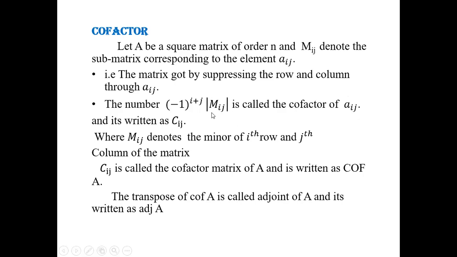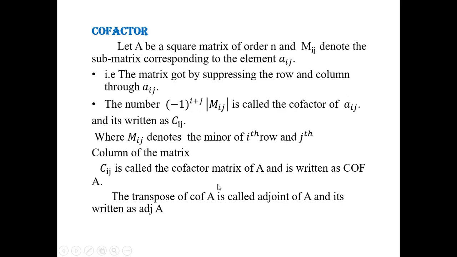But here Mij is the minor of the matrix. Let's see how to find the minor, where Mij denotes the minor of the ith row and jth column of a matrix. Cij is called the cofactor of a matrix and is denoted by cof A, the cofactor of A.